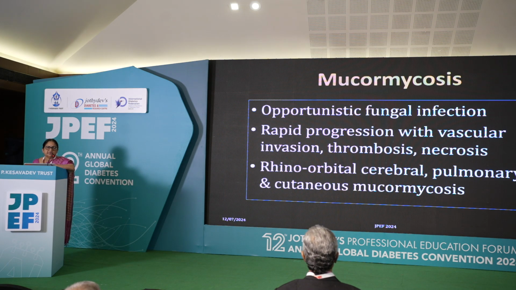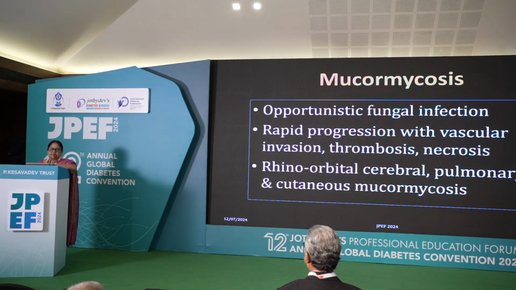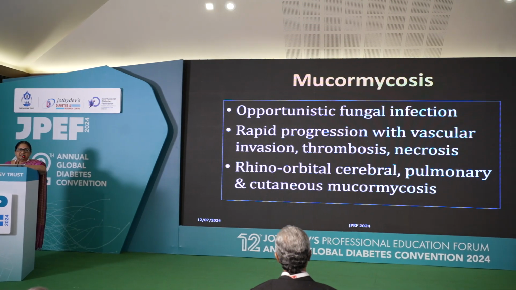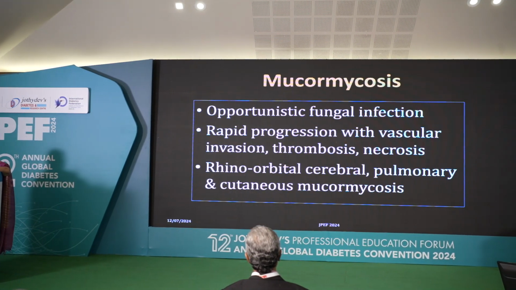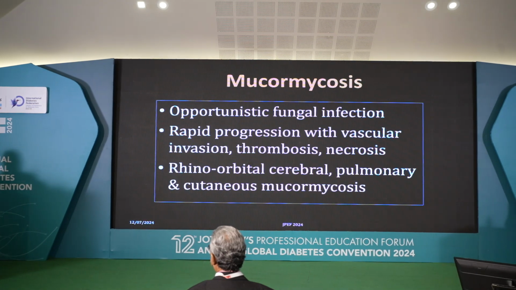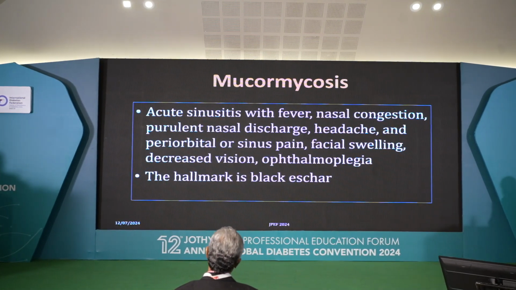Mucormycosis has been a big problem during COVID-19 infection because it's an opportunistic fungal infection with rapid progression, vascular invasion, thrombosis and necrosis. There are rhino-orbital, cerebral, pulmonary and cutaneous forms of mucormycosis, and we all might have come across them during COVID-19 because there were cases in most of the institutions during that time.